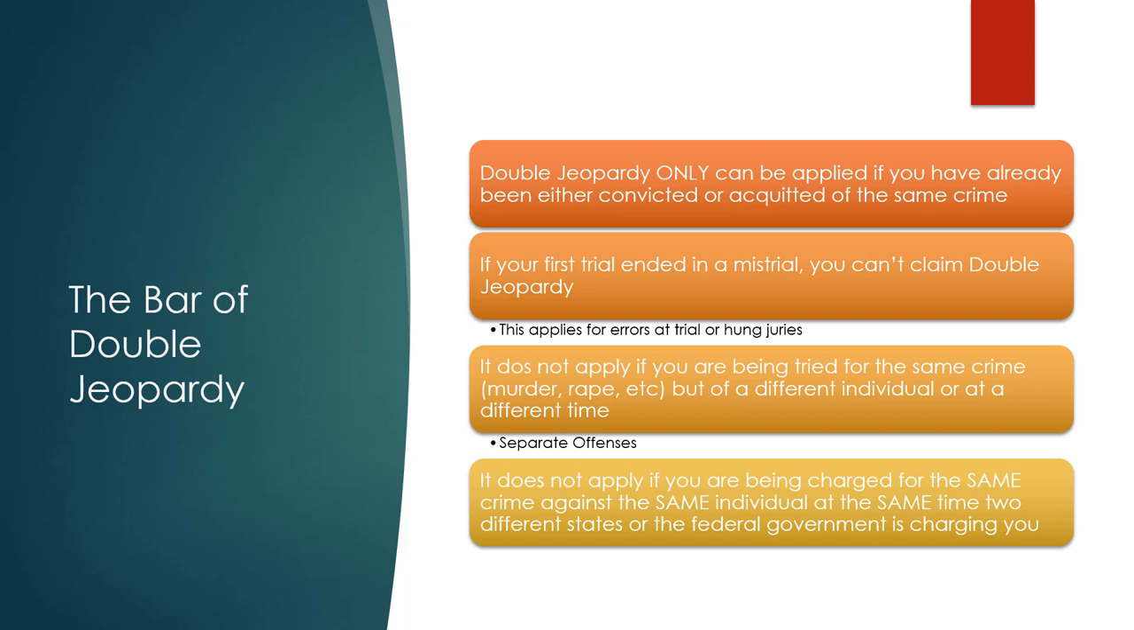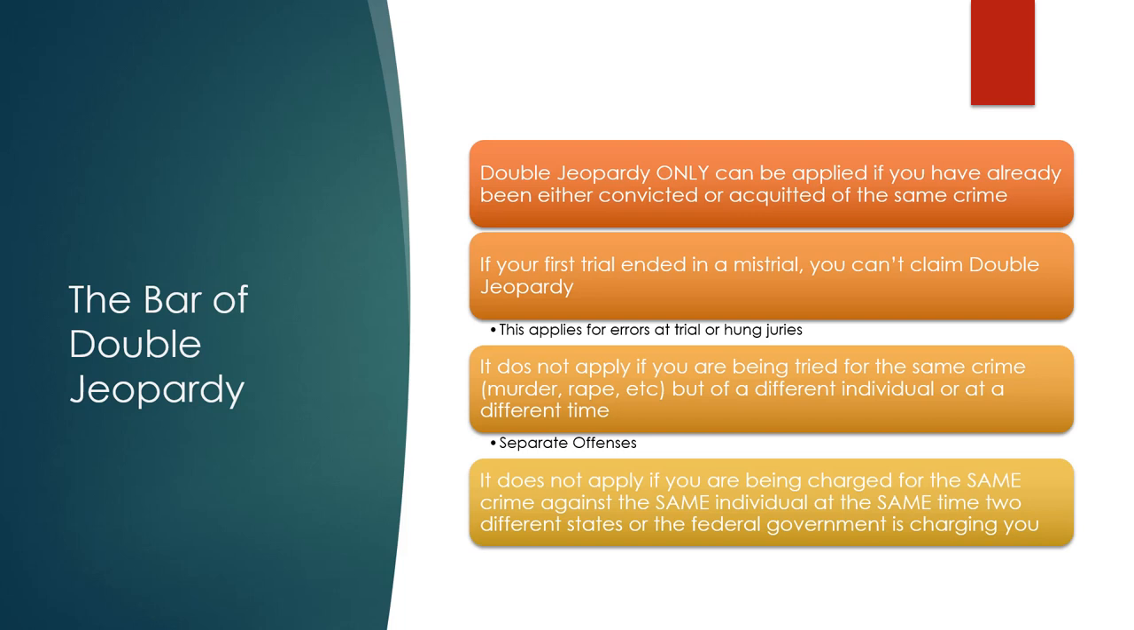It does not apply if you're being charged for the same crime against the same individual by two different states or the federal government. So this is the last, but probably one of the rarest of the exceptions to double jeopardy. Let's suppose you kidnap someone in Wilmington, North Carolina. For those of you not familiar with North Carolina and listening to this online, the next state south of North Carolina is South Carolina, because we lack imagination. And you drive from Wilmington, North Carolina with your kidnapped victim to Charleston, South Carolina, which is south of Wilmington.